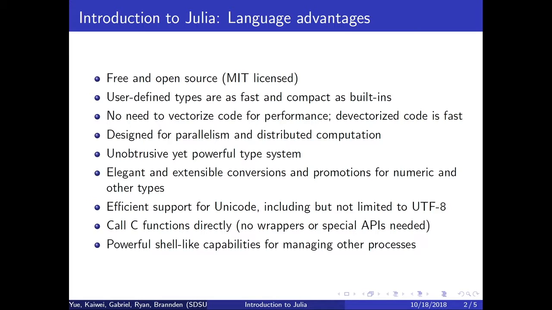In addition to the above, some advantages of Julia over comparable systems include: free and open source; user-defined types are as fast and compact as built-ins; no need to vectorize code for performance; vectorized code is fast; designed for parallelized and distributed computation; an unobtrusive yet powerful type system; elegant and extensible conversions and promotions for numeric and other types; efficient support for Unicode; the ability to call C functions directly; and powerful shell-like capabilities for managing other processes.